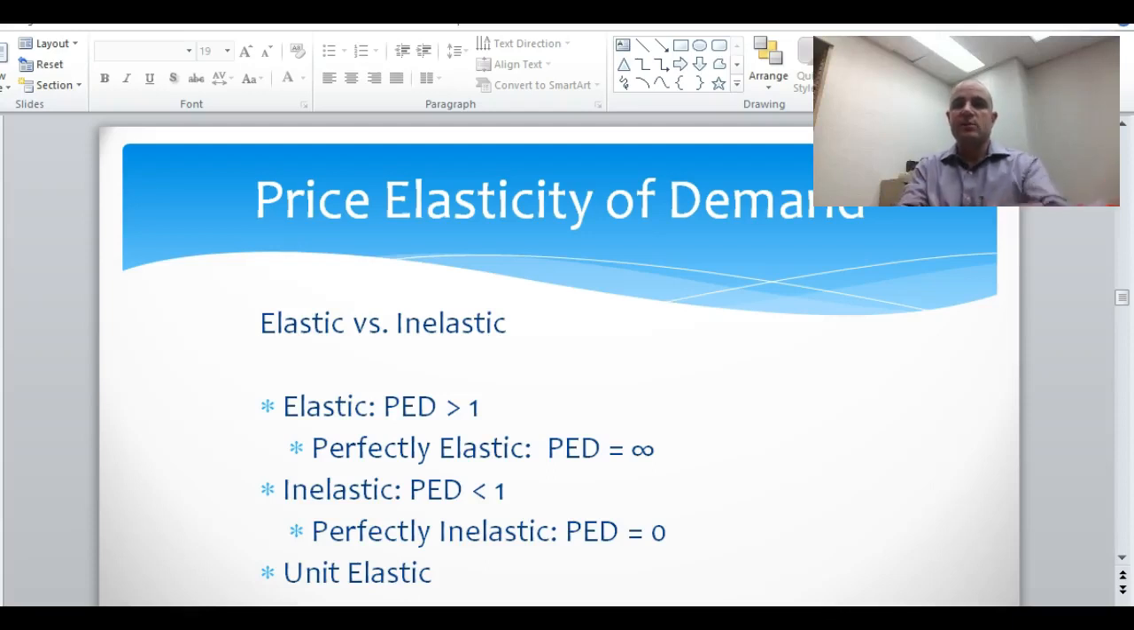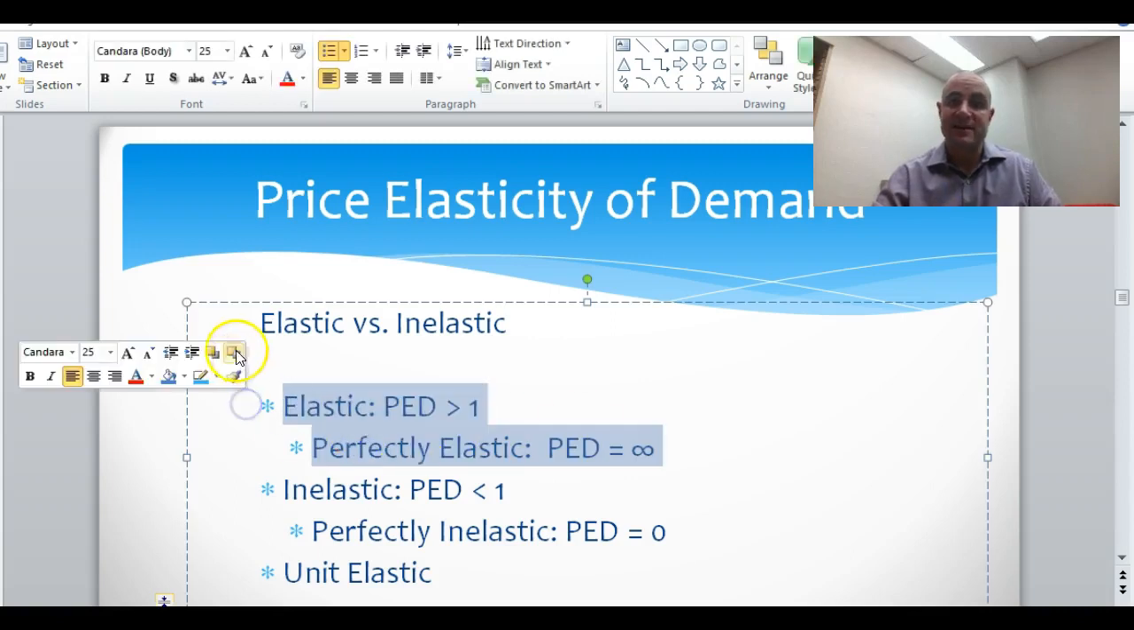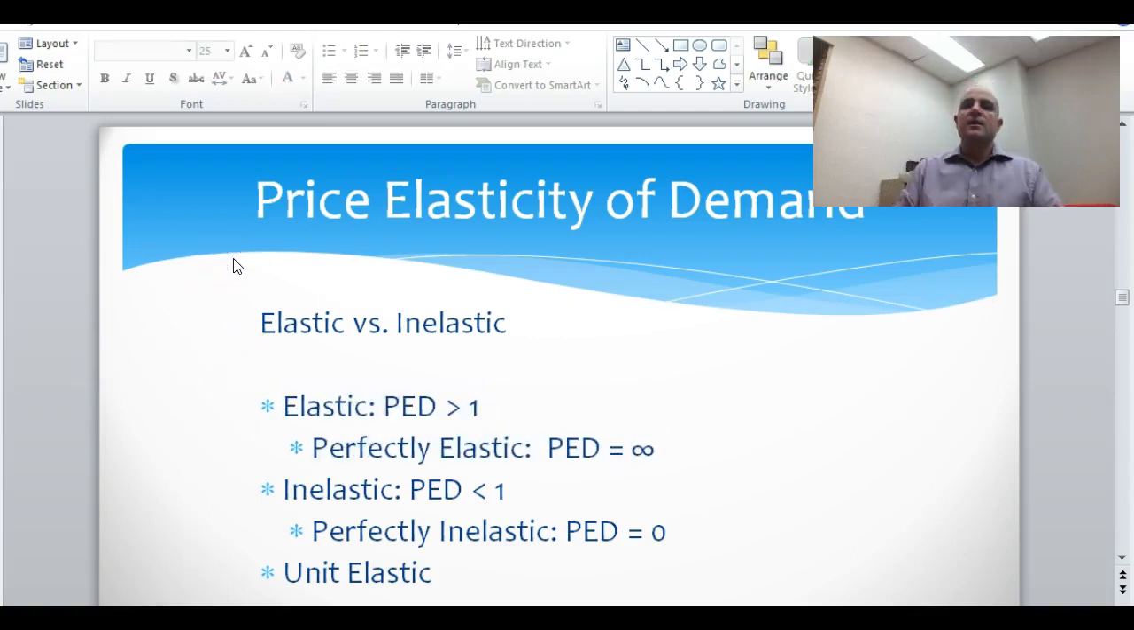So now that we have looked at how to calculate the price elasticity of demand, let's look at what it means. Let's first look at this idea of elastic versus inelastic. Let's first look at elastic. Let's say that the price elasticity of demand was greater than 1. Now again, remember that when you do the price elasticity of demand, you look at it in absolute terms.